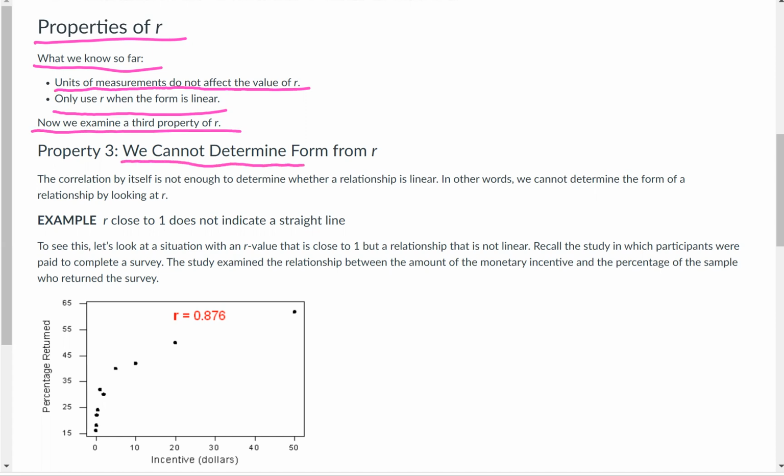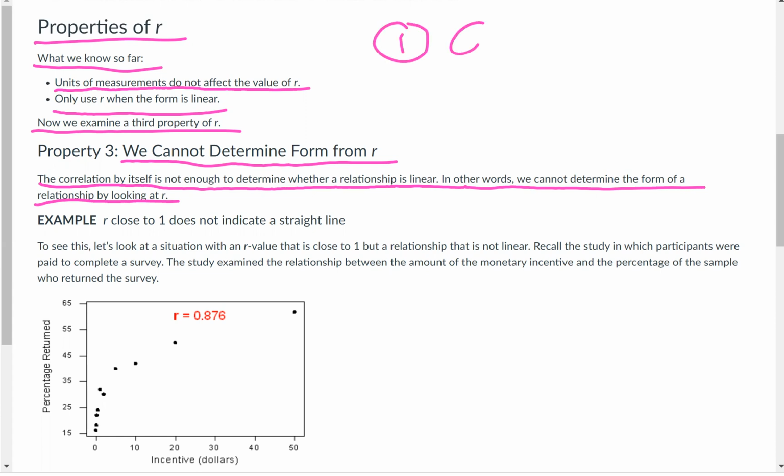We cannot determine form from R. So the correlation by itself is not enough to determine whether a relationship is linear. In other words, we cannot determine the form of a relationship by looking at R. So we kind of already have to know that it's sort of linear, and then we use R. It's not like we calculate R and that will tell us whether it's linear or not. So we really have to graph first. Graph, or plot the data, I should say.